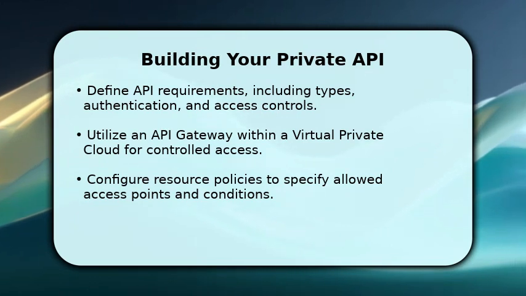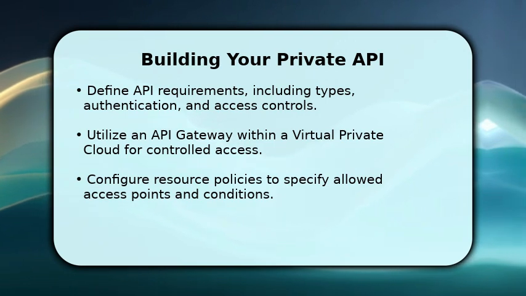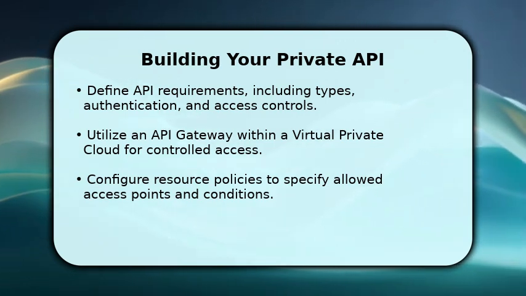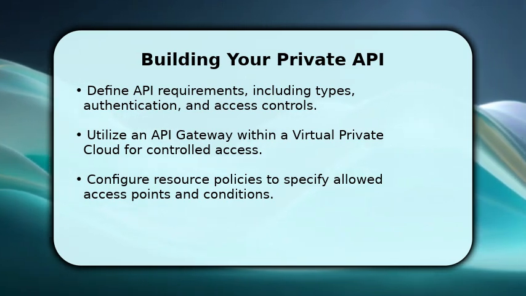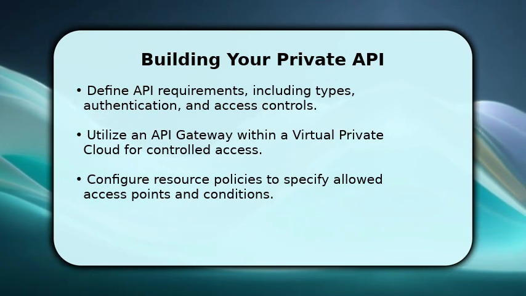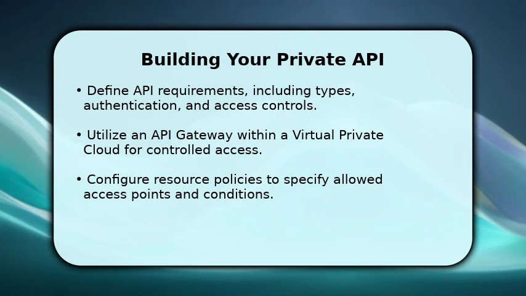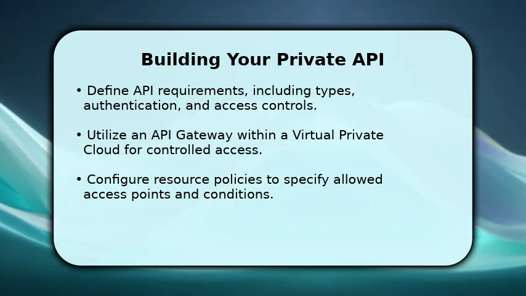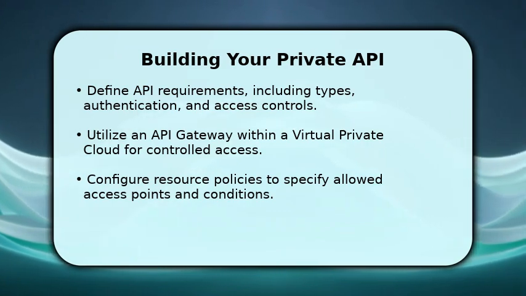First, define your API's specific needs, such as the types of data it will handle and who needs to access it. Next, deploy an API gateway within a virtual private cloud, or VPC, to act as a secure entry point. This gateway helps manage traffic and enforce security. Finally, set up detailed resource policies to precisely control which requests are permitted and under what conditions.